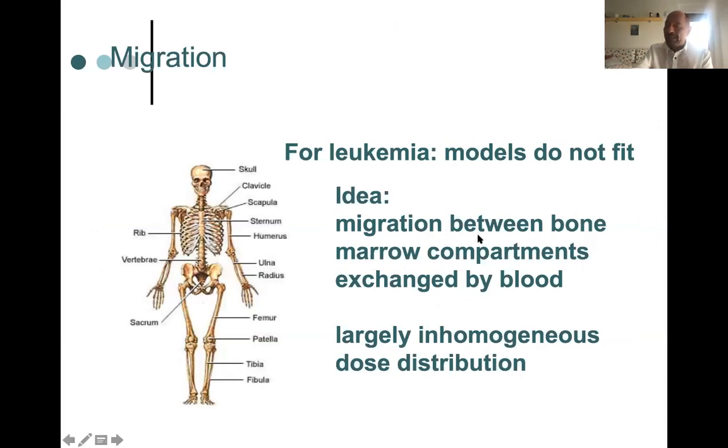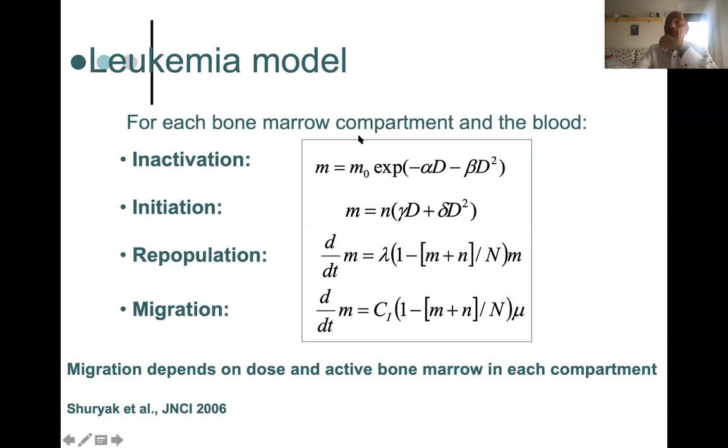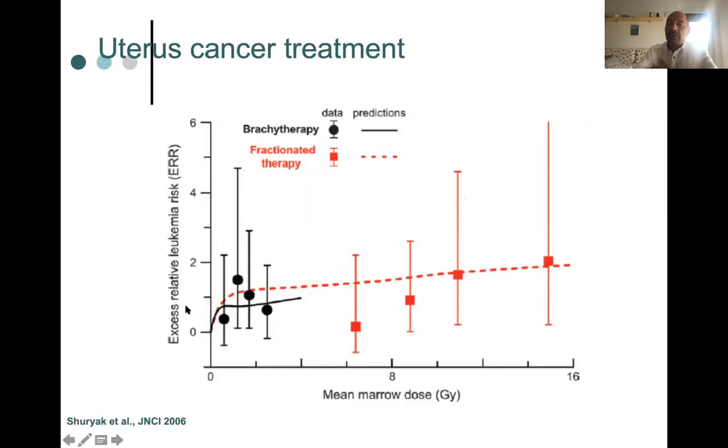You have to use a migration between the bone marrow compartments exchanged by blood. So the bone marrow is where the stem cells for the hematopoietic system are, but they can migrate, of course, they can move in the different bones. So if you write these equations for every bone marrow compartment and the blood, you have the inactivation, the initiation, repopulation, migration, which depends on dose and active bone marrow in each compartment. You get a set of differential equations. And then you see this is now leukemia risk as a function of the mean marrow dose from fractionated radiotherapy and brachytherapy, that are two types of brachytherapy, and you see that the model is able to fit.